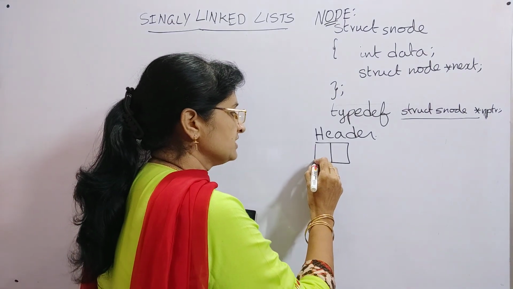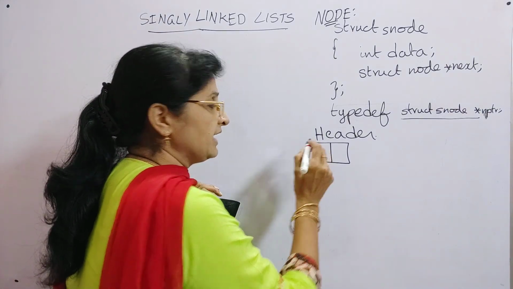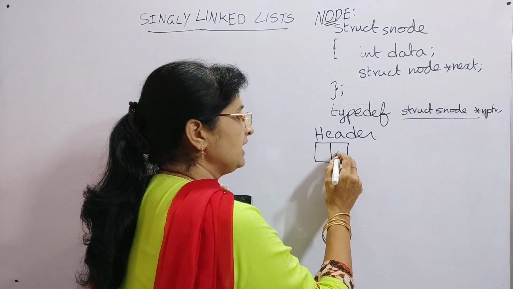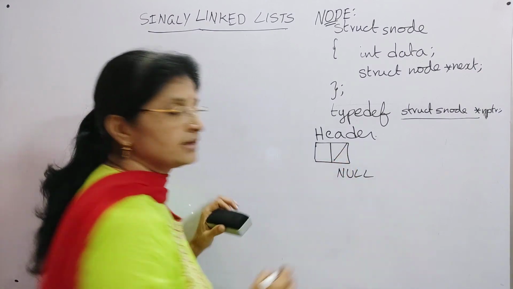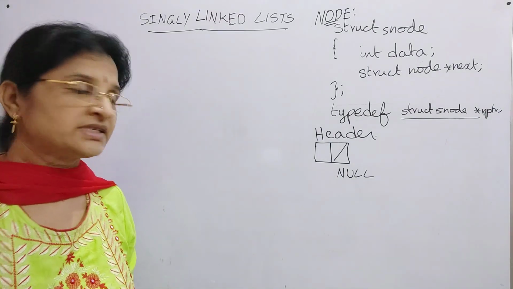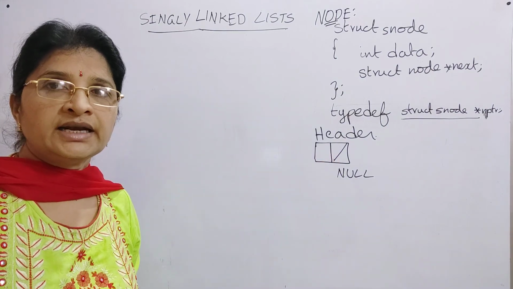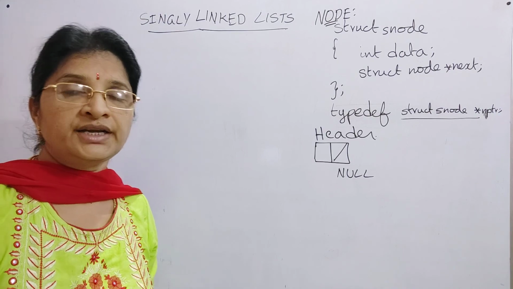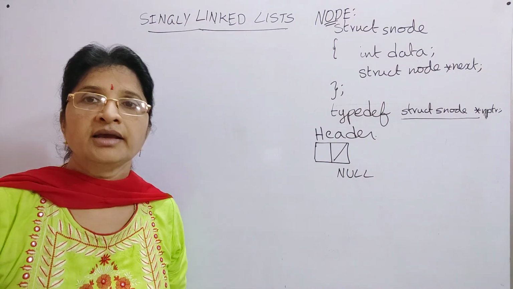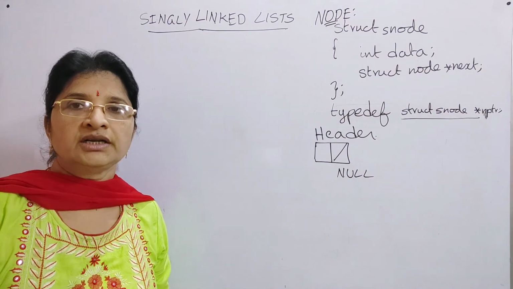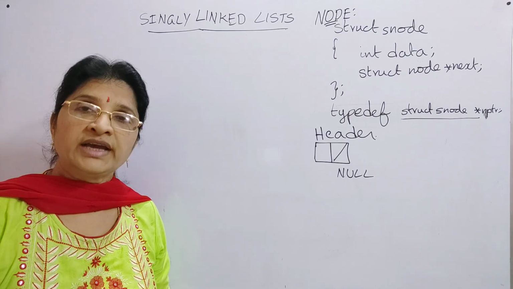So when creating the header node, what will be the link part of your header? It will be null. We will represent it like this, just a simple representation as null. So here you are placing null in the header node's next part. It indicates that there is no list. That means if head next is null, it indicates that it is an empty list.